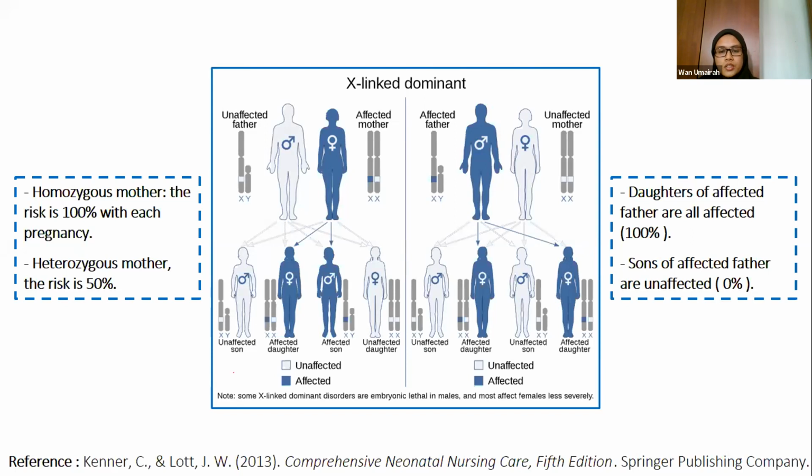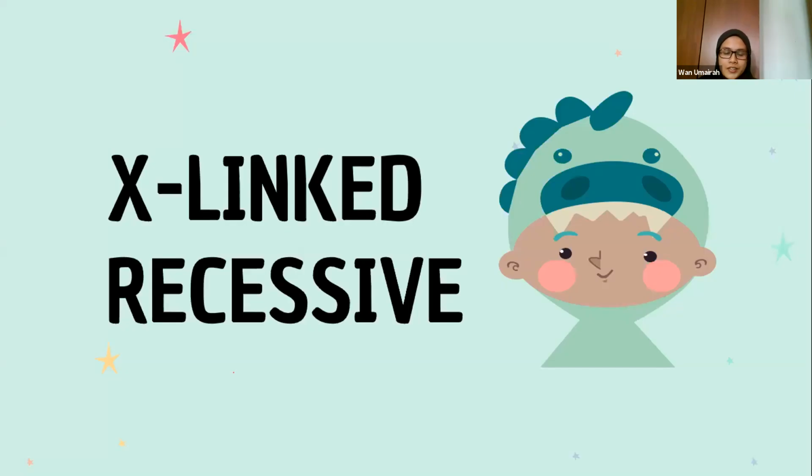For the right picture, the father is affected, but the mother is not. In this situation, the daughters are all affected, or 100% risk, and sons are unaffected, or 0% risk. This is because the father only gives the X chromosome to his daughters, while the sons get the X chromosome from the mother. So we go to the X-linked recessive.